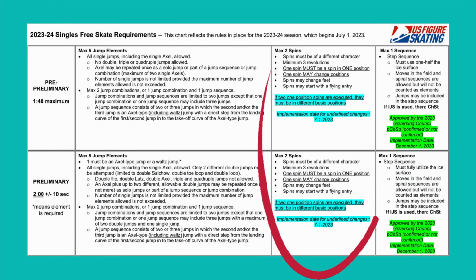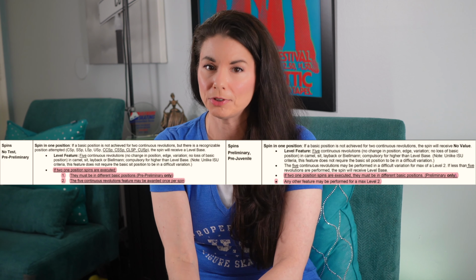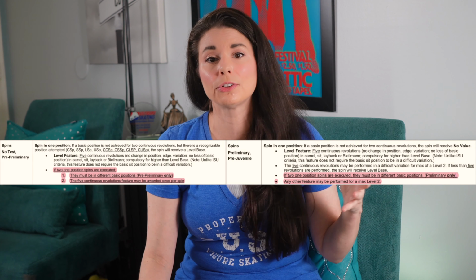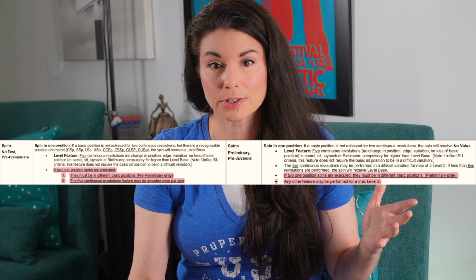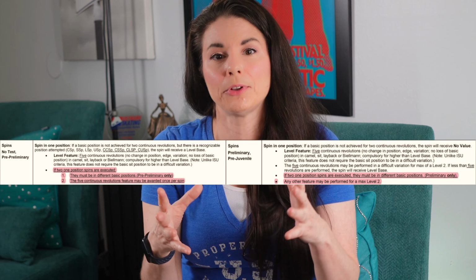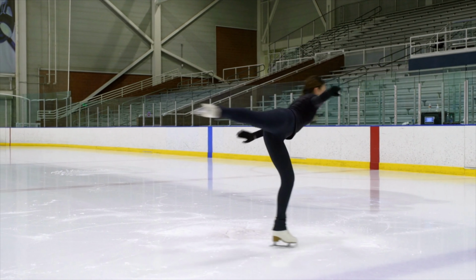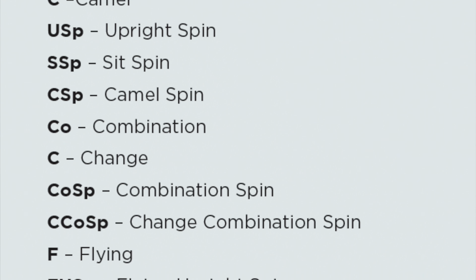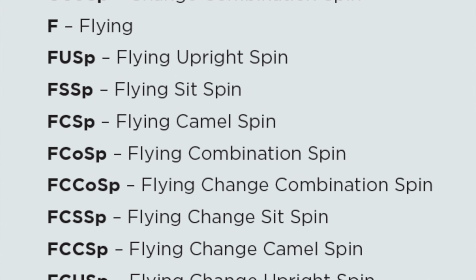In pre-preliminary and preliminary, 2 one-position spins may be executed. But if you do that, they must be in different positions. At those levels, you have the freedom to choose your spins. You could choose to do 2 different spins in one position, or you can choose a spin in one position and a combination spin. If you were to perform 2 spins in one position with different codes, they must be in different positions. You couldn't do a flying sit and a sit spin. You could do a flying sit and a camel spin though.